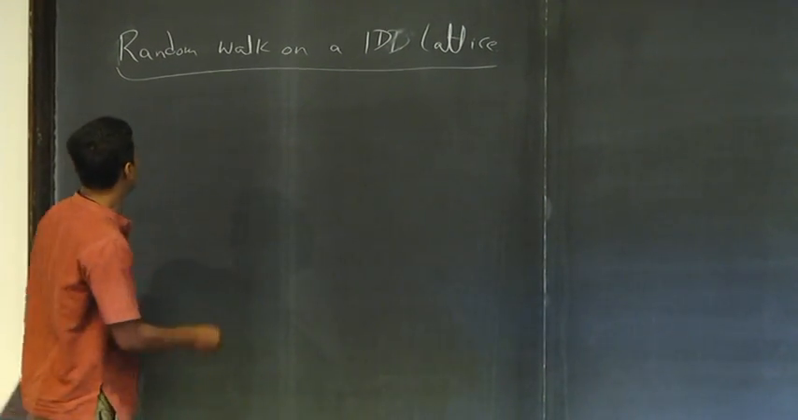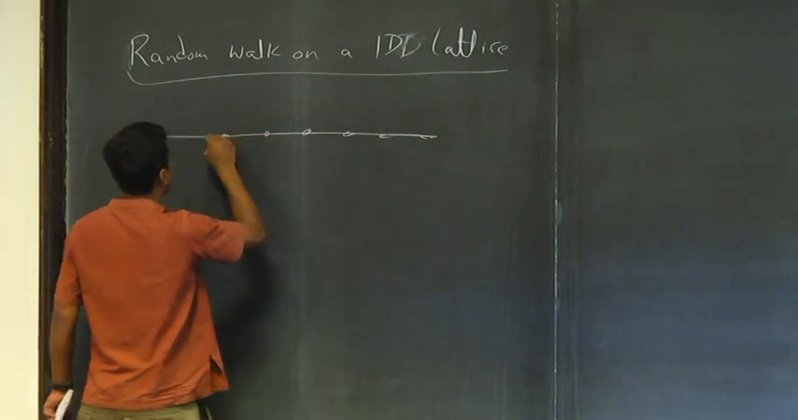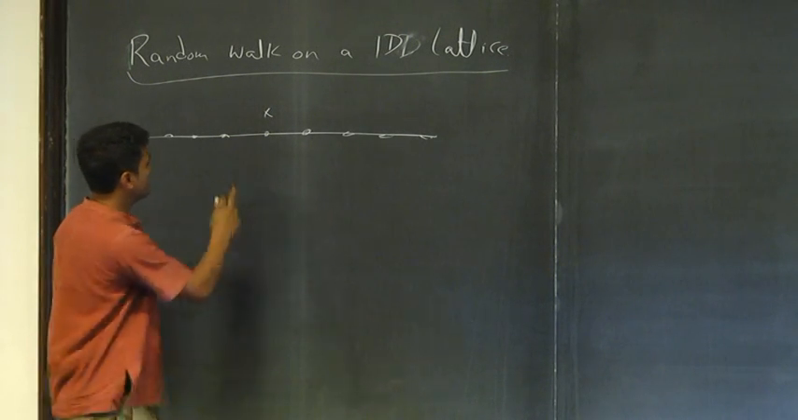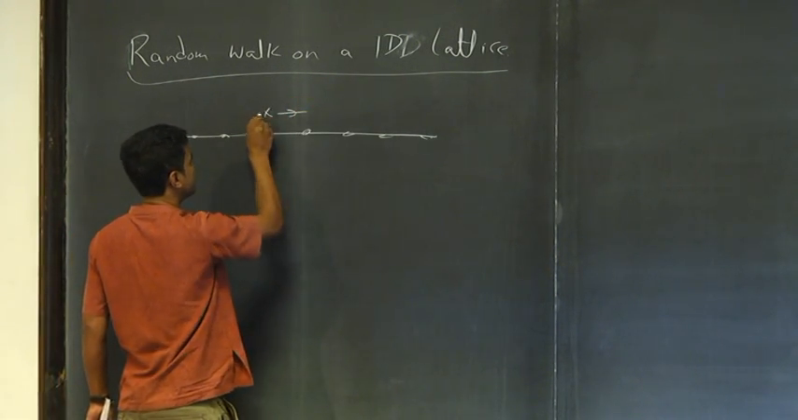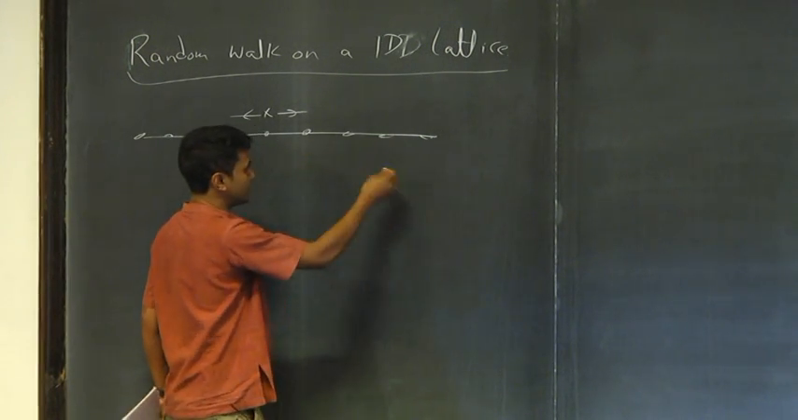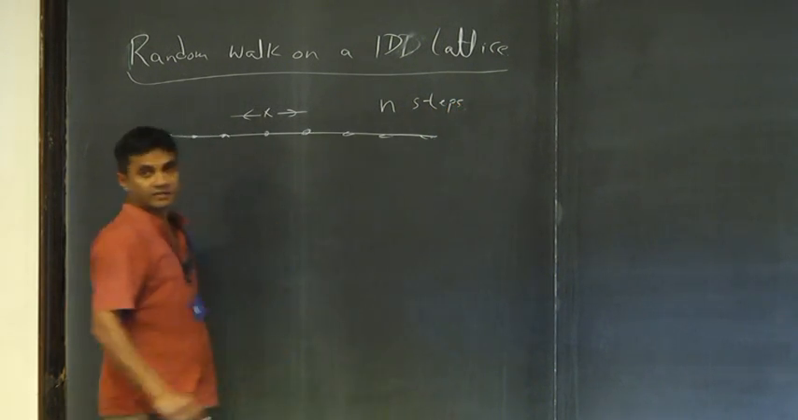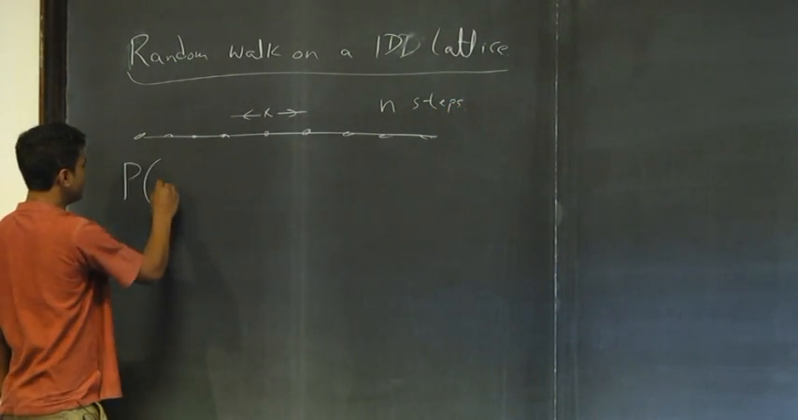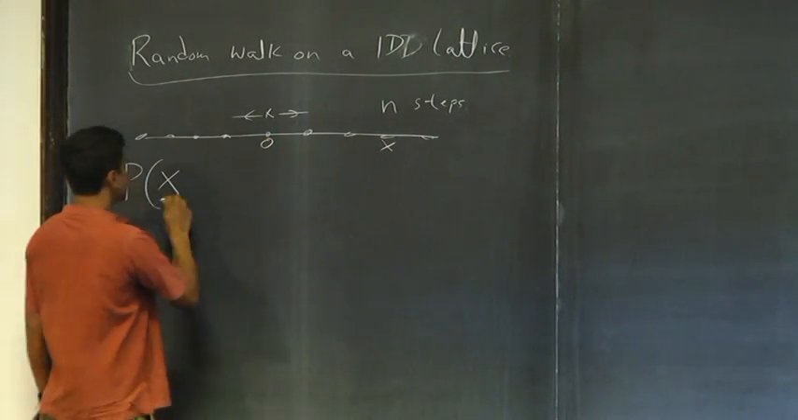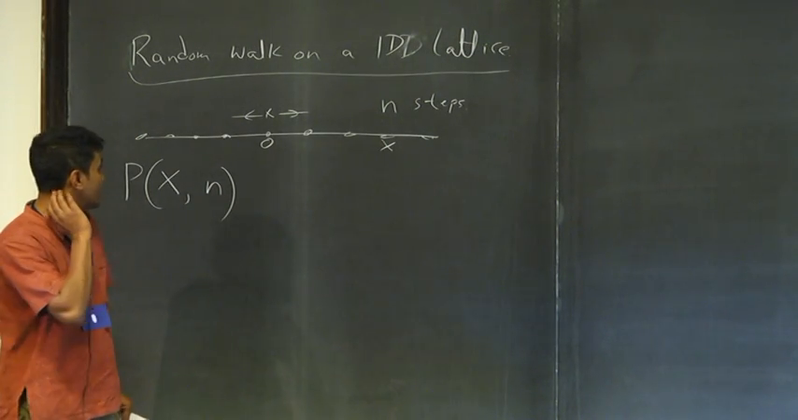Okay, so we had a lattice and you start from some point and then you randomly move this way or this way, and then we say that after n steps you can be at various places. So there is some probability distribution: the probability that you will be at site x after n steps, where this is the origin. And this we calculated is some binomial distribution.